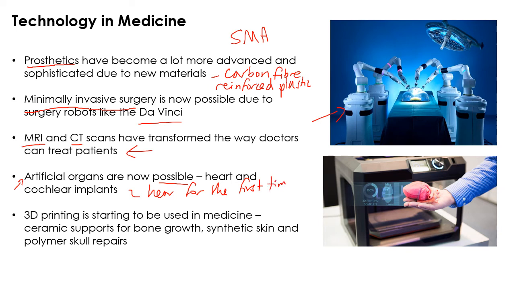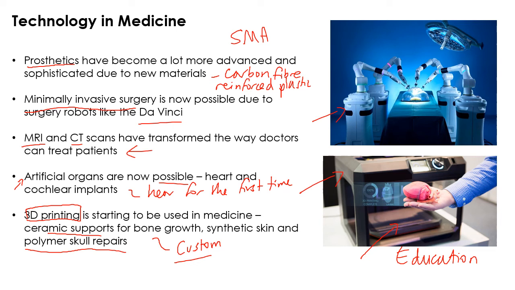And 3D printing is also having a big impact on the medical world. For example, things like ceramic supports for bone growth, synthetic skin that is starting to be grown, and polymer skull repairs. This is because 3D printing can be completely custom for the different people who might need to access it. Also, models like this heart model here are going to help massively in medical education. Bizarrely, we've actually got this 3D printer in school as well. But technology is having a massive impact in medicine.